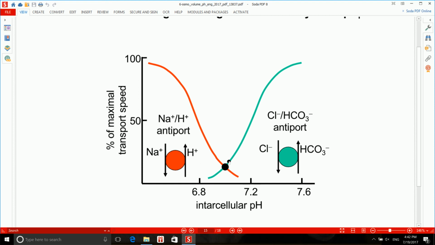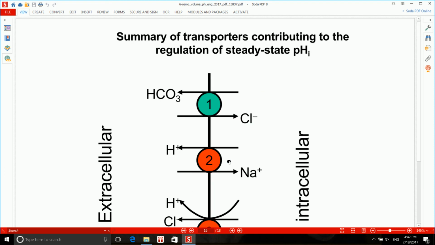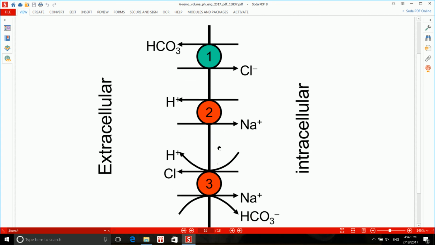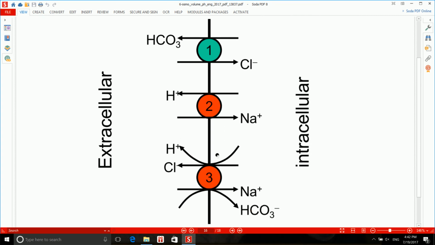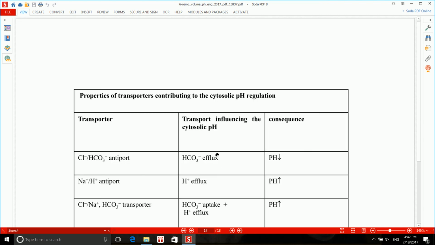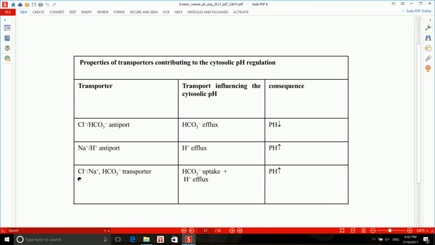And one more thing about pH regulation is that there are other transporters working in order to regulate the pH of cells. For example, you can see here chloride sodium or just bicarbonate transporters. Now, I do not talk about them because I haven't seen these ones in any exam. I haven't heard that they've come up in any exam. So the main important ones actually doing the job are the sodium hydrogen antiporter and the chloride bicarbonate antiporter.